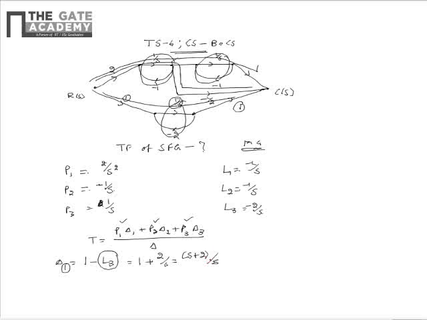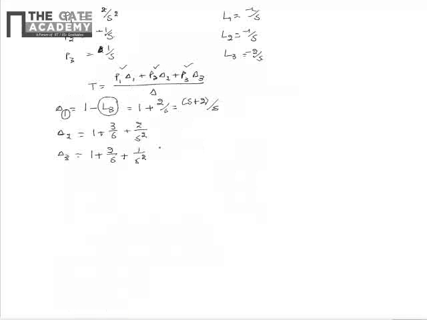Similarly, we can write delta 2 as 1 plus 3 by S plus 2 by S square, which can be evaluated as 1 minus of L1, L2 plus L3 plus L2, L3. And delta 3 can be written as 1 minus of L1 plus L2 plus L1, L2, which can be written as 1 plus 2 by S plus 1 by S square.